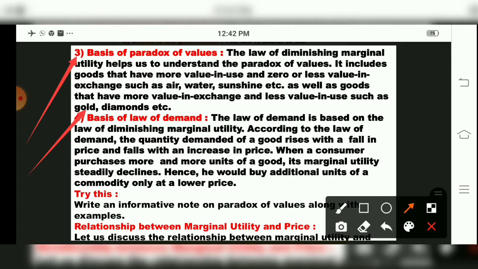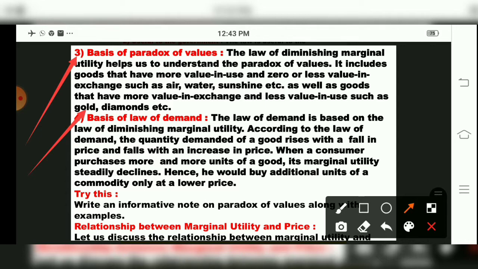Total utility formula tells us that TU is equal to MU1 plus MU2 plus MU3 till MUN. That means the addition of all the units of a commodity is called total utility. And the marginal utility formula is TUn minus TU(n minus 1). That minus 1 is your extra additional unit of a commodity. So that is called marginal utility.